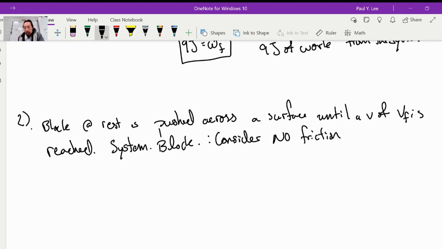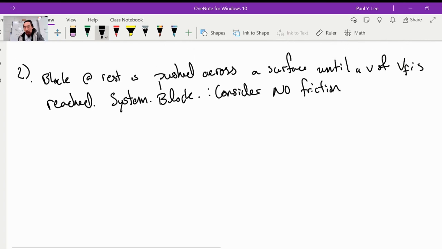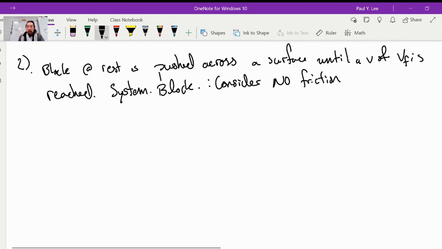So when they say no friction, that means energy is not lost. Okay, we don't lose energy, or there is no negative work. So that's my situation. I want to sketch it out.